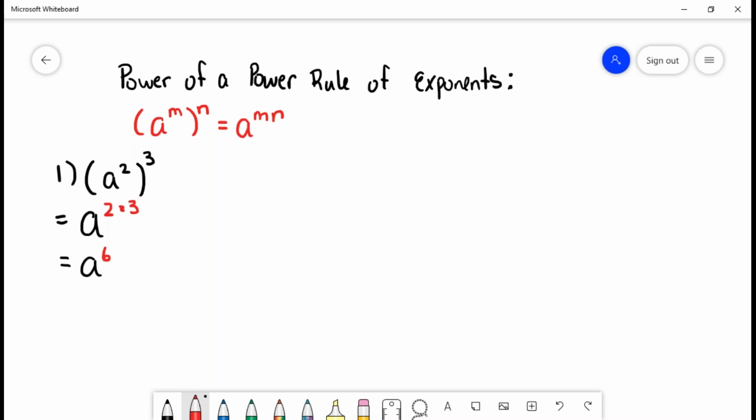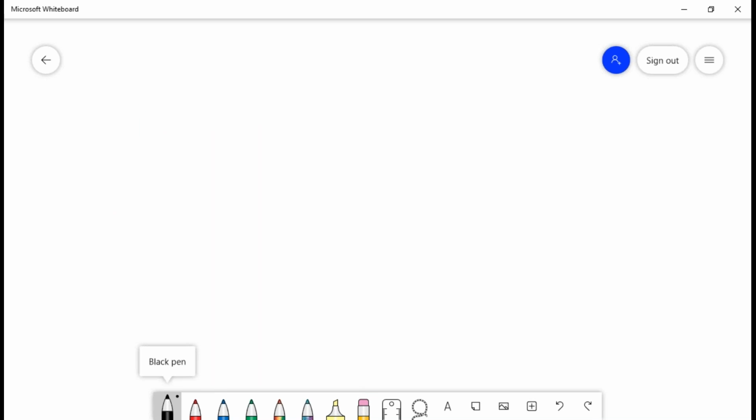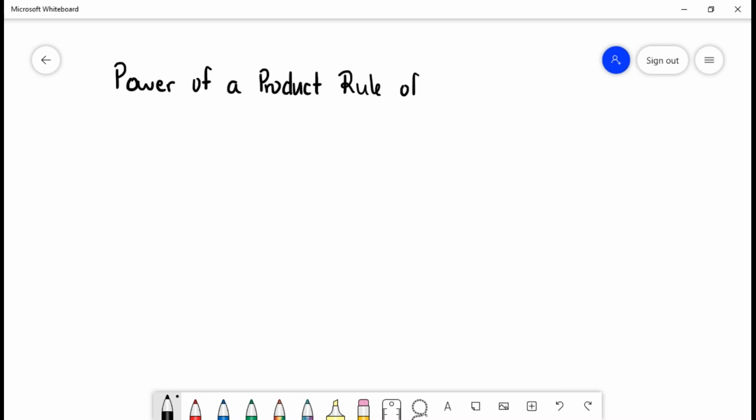And it is really quite simple once you get accustomed to these rules of exponents. And as you can see, it's very simple to solve or simplify these kinds of problems. So now moving on to our fourth law or rule of exponents, which we are going to learn today. It is called the power of a product rule of exponents.